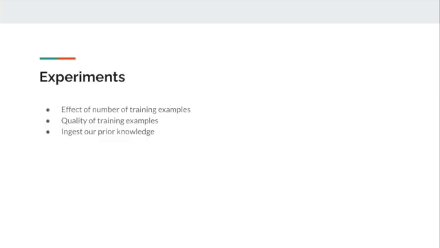This is the outline of our experiment, consisting of three different studies. First, the effect of the number of training examples. Second, the quality of training examples. And third, ingesting our prior knowledge.